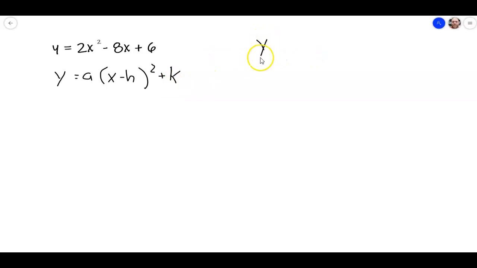The first thing I always want to do is, if there is a coefficient in front of the x squared term, I want to factor it out of the first two terms here. So we factor that 2 out, and then you'd get x squared, and then negative 8 divided by 2 is negative 4, so that's minus 4x. Plus 6. We'll just leave the last term alone outside of the parentheses.